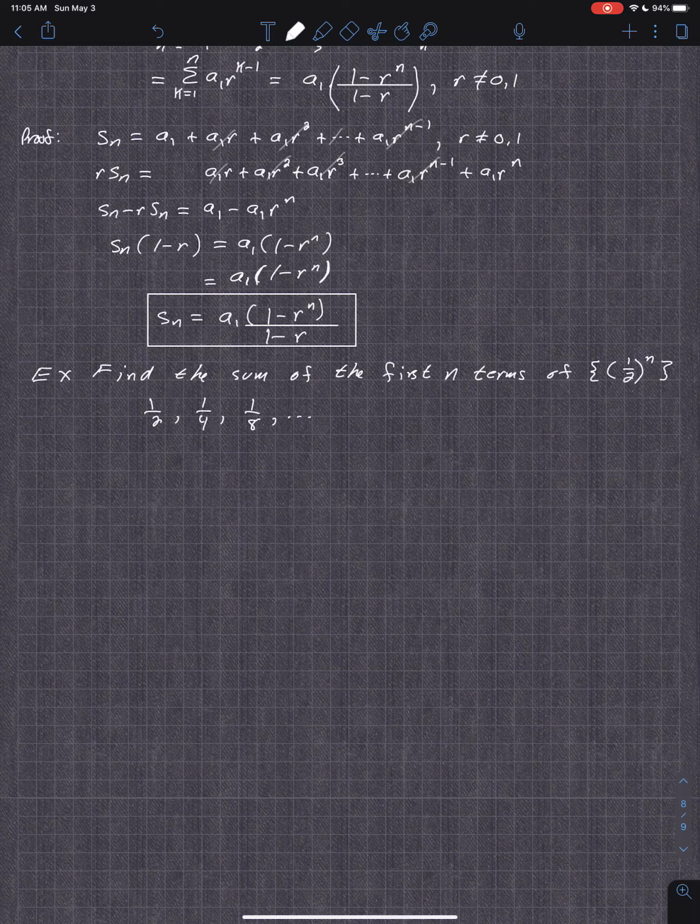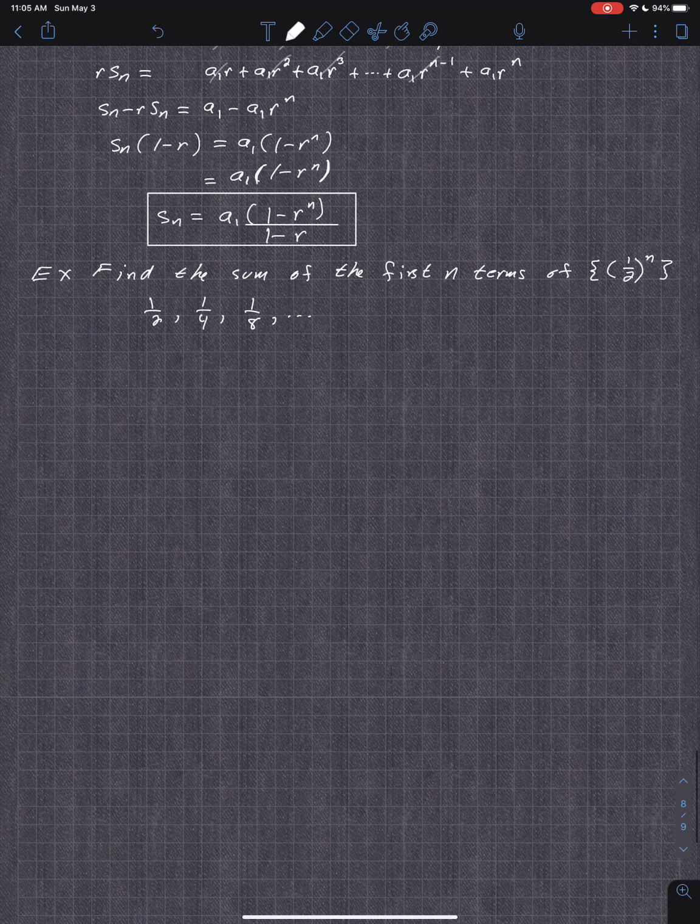So you want to find n terms of that sequence. You're just going to substitute in a half right here and here and here. Everything else remains just n. You'll keep n as a variable. So we say S sub n is equal to a half times 1 minus a half raised to the n over 1 minus a half.